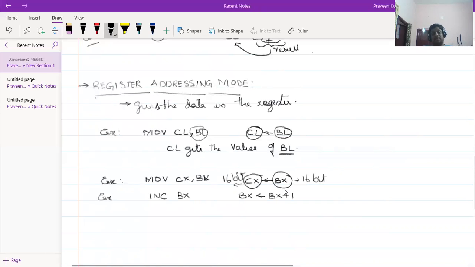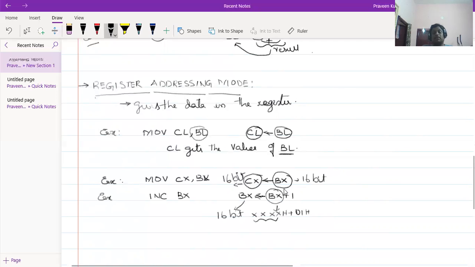What is meant by increment? The value present in BX is incremented by 1. Say there is data available in BX, XXXX, a 16-bit value. It will be incremented by 0001H. When I add this, the incremented value will be stored again in BX, the 16-bit register.